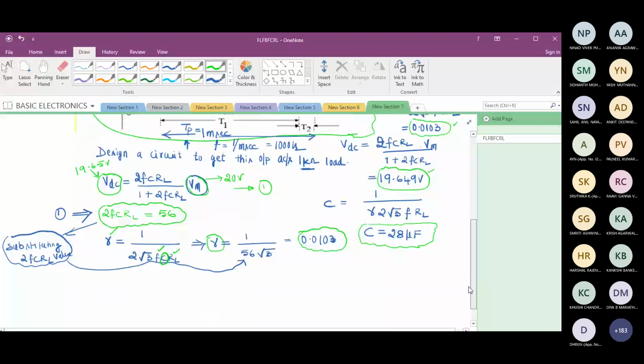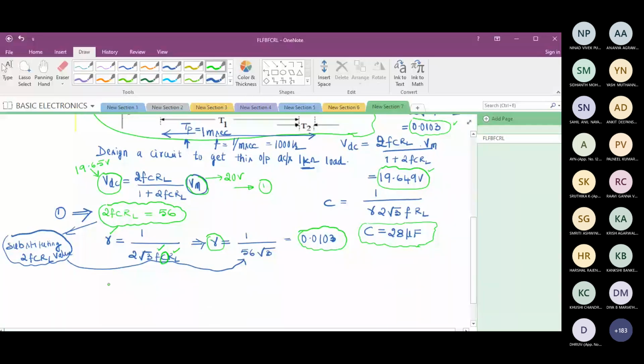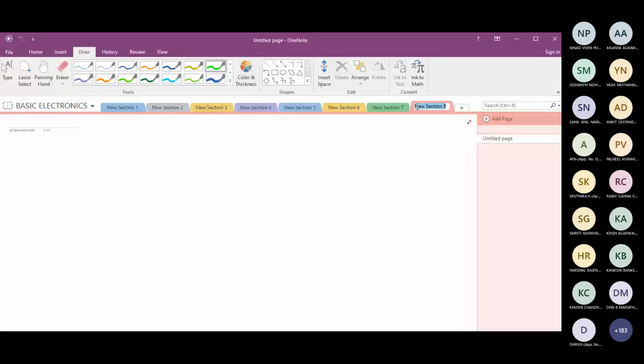Is it fine? Okay, can I proceed to the new topic? The new topic is, see, we haven't finished the processing part. We got the ripples. So today I will draw a circuit which is going to improvise the waveform further, and the ultimate objective or aim will be achieved. That is a regulator circuit. Before that, let me tell you something about the Zener diode.